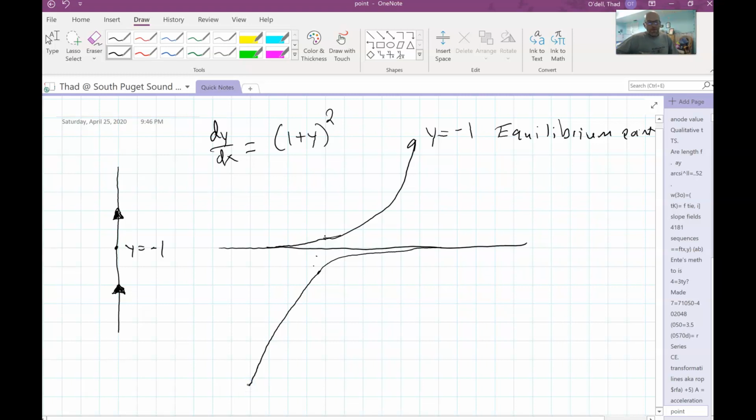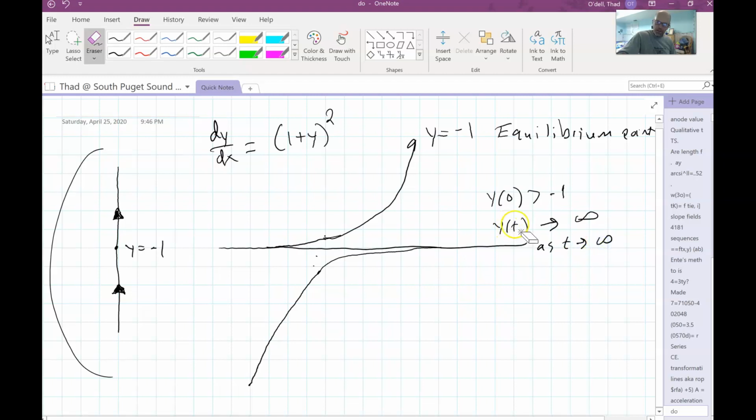Now, this is the phase line, and this is roughly what it tells us. So we look at this, and what we can establish from this is, if my y sub 0, or my initial condition, is greater than -1, so above the equilibrium point, then y of t heads towards positive infinity as t approaches positive infinity. Oh, whoops, I used x in this. My bad. Make sure you're as x approaches infinity. Okay?